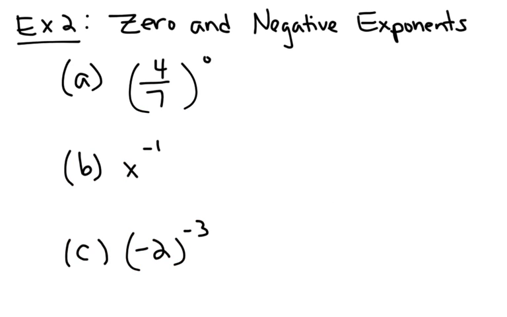In example 2, we're going to deal with 0 and negative exponents. Anything to the 0 power is 1. I don't care what it is. Fraction, decimal, positive, negative, it is always going to be 1.